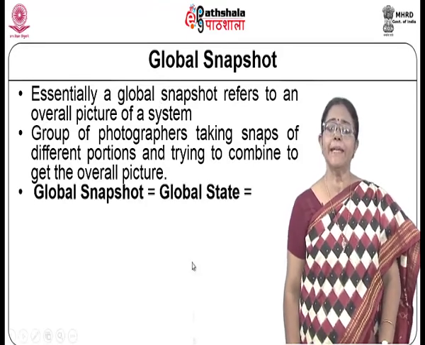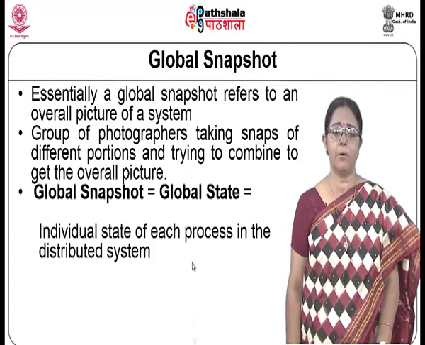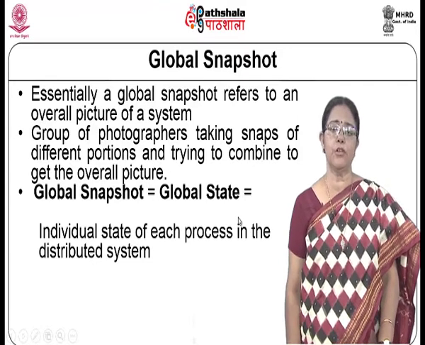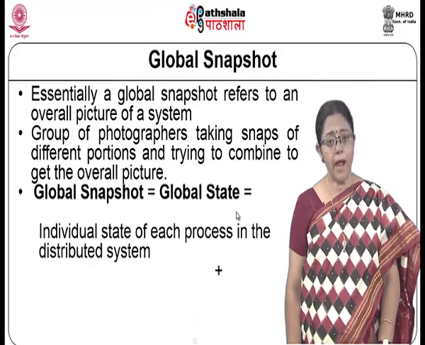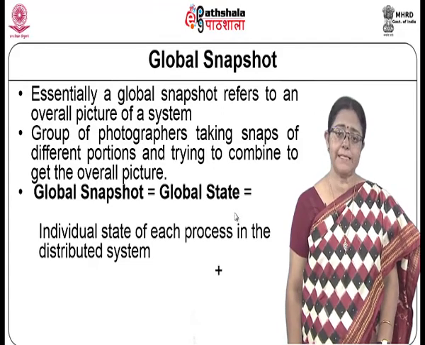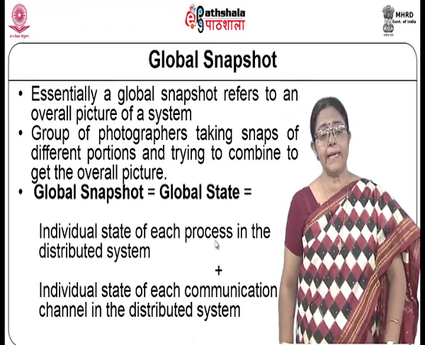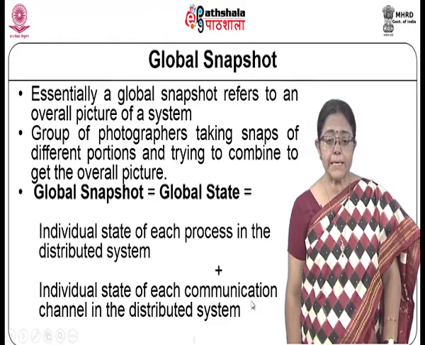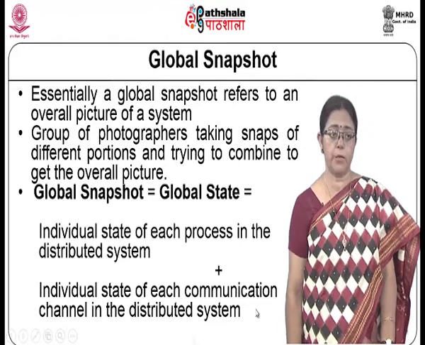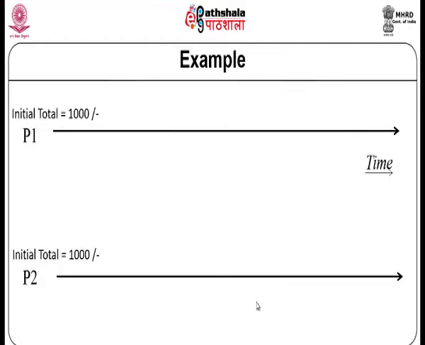This is also called a global state, and what is required is that the individual state of each process in a distributed environment is obtained, plus what we should not miss is that we also need to take the individual state of each communication channel. It is very important that we understand the communication channel and its role in what we are trying to do. So, let us take a look at the importance of the communication channel.